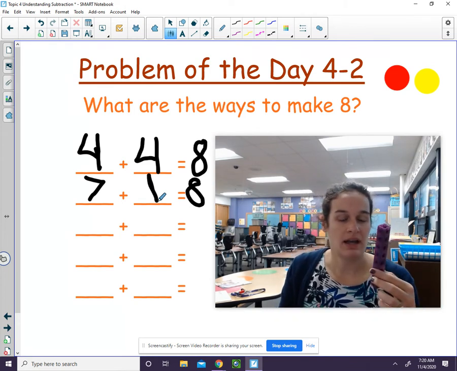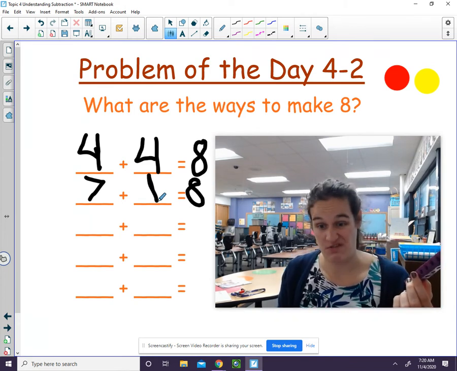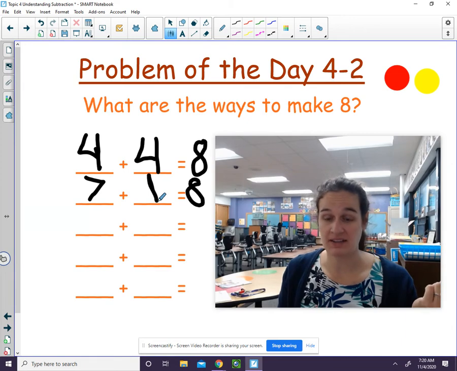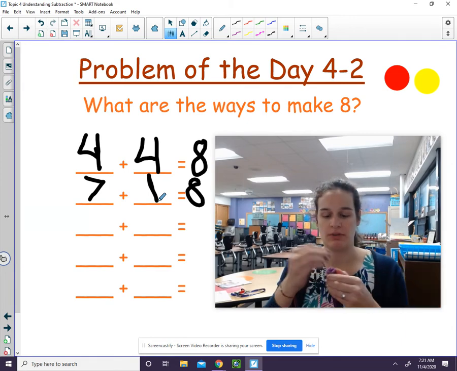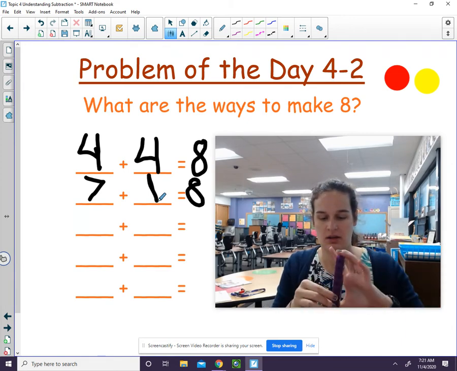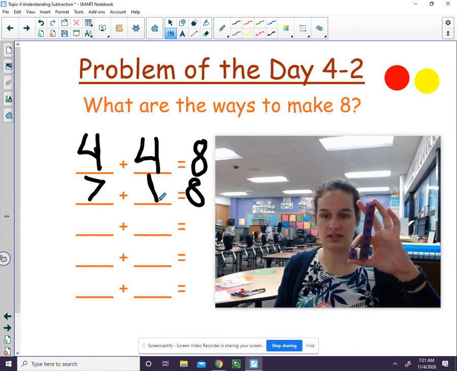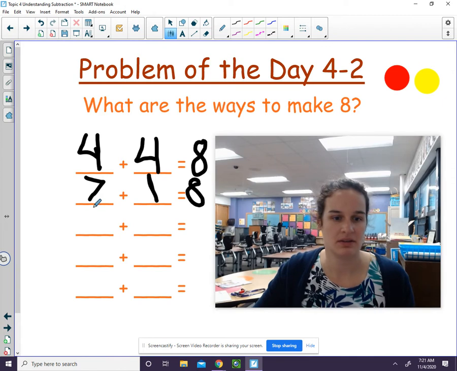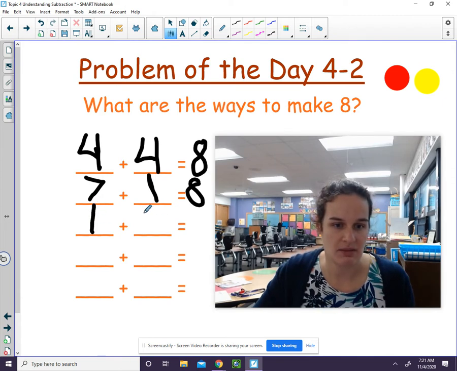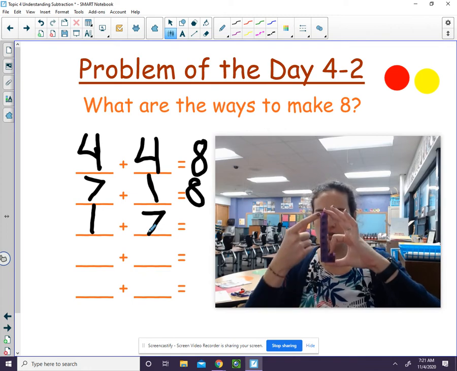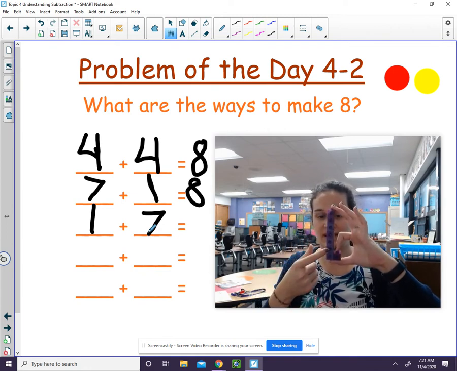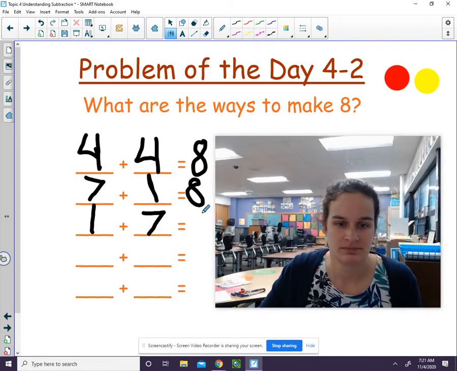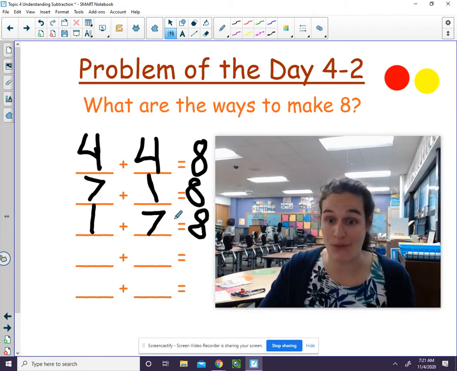Well, what if I did the turnaround fact? We know turnaround facts. I just need to switch the order. So with my 7 and 1, instead, I would do 1 and 7. And I'll check that. But it should still equal 8. So 1, 2, 3, 4, 5, 6, 7, 8. Let's try to find 2 more.